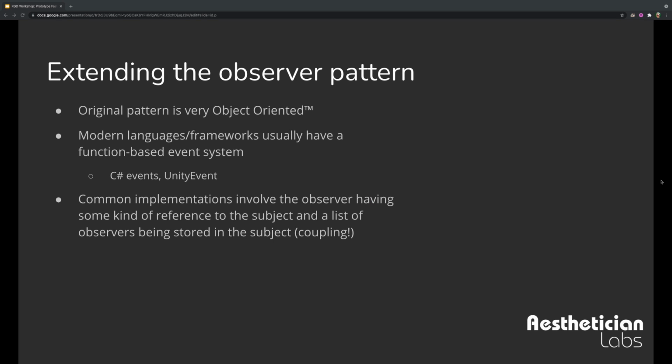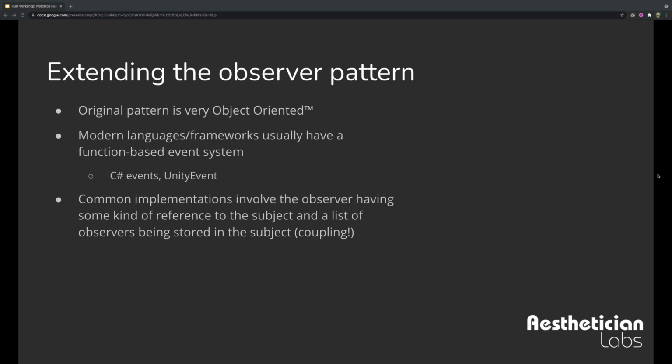So now the original observer pattern was defined by the Gang of Four in their book in like the 90s or whatever. Don't quote me on that. I'm actually really bad about that, their specific situation. Everything these days is largely derivative. So the original pattern is very object-oriented, though. It came from the heyday of object-oriented programming. And modern languages and frameworks usually have some kind of function-based event system like we saw.